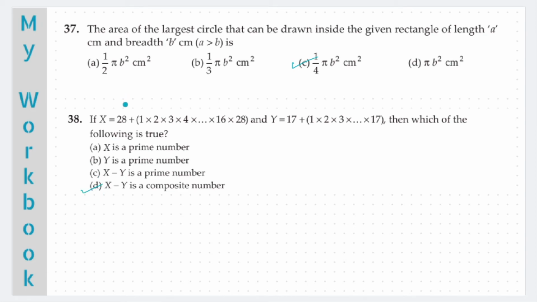Let's solve 37. We need to find the area of the largest circle that can be drawn inside a rectangle of A and B length and breadth, where the diameter is the breadth.